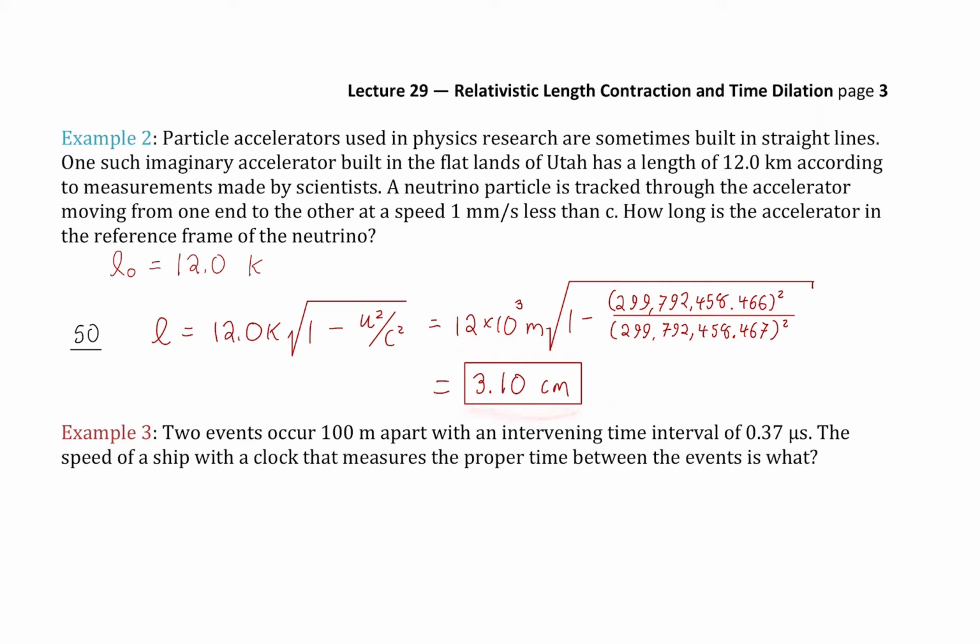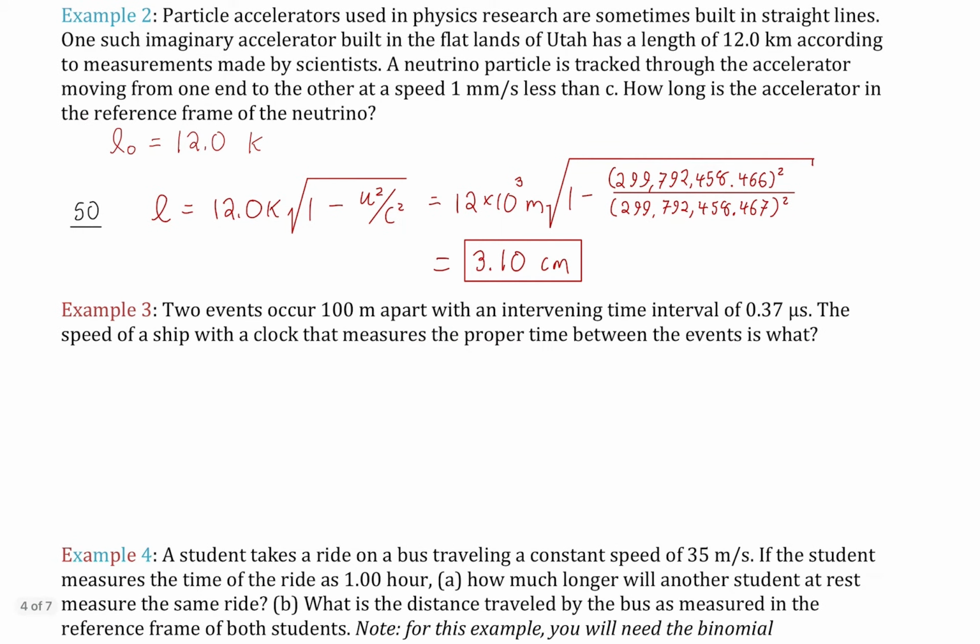We find that there's extreme length contraction, because there is, after all, extreme velocity, and according to the neutrino, that 12-kilometer long tube is only 3.1 centimeters long. Wow, interesting. That's going to have some big consequences. That means that very fast-moving small particles like neutrinos see a very scrunched down universe. What does that mean for them? We'll talk about that when we talk about the decay of muons in Earth's atmosphere in an example that will be coming shortly.